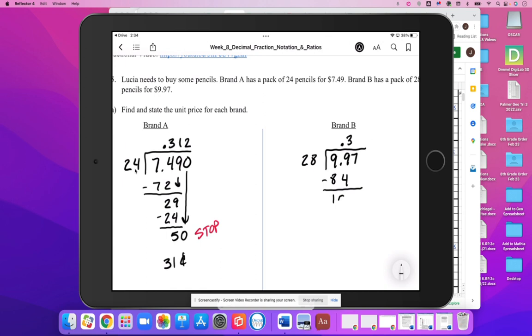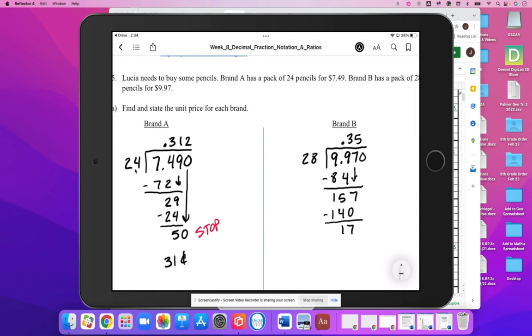So I get 15. 28 does not go into 15. We need to bring down the 7. We get 157. 28 goes in there. I bet it's going to go in 5 times only. Let's test it and see. So that's going to be 140. We subtract the 140, we get 17. And yep, we guessed correctly with 5 there.